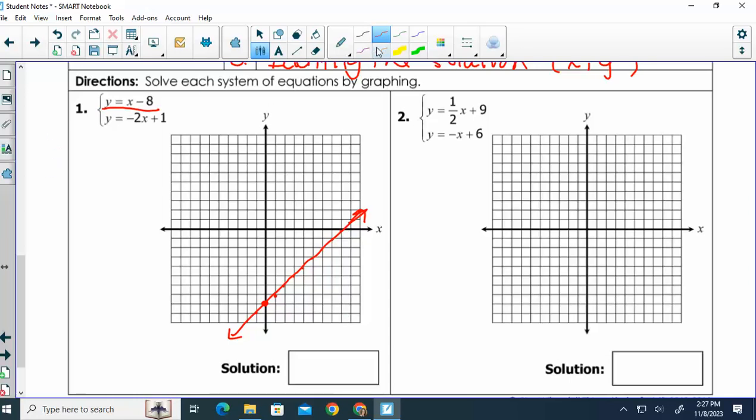Now we do the second one. It is also already in slope-intercept form. So where does my first point go? At 1. My slope is negative 2. What does that mean? Okay, you could think of it as a negative 2 over 1 or a 2 over negative 1, either way. So you could go up 2 and backwards 1, or you could go down 2 and right 1. Use your ruler to draw a perfect line.